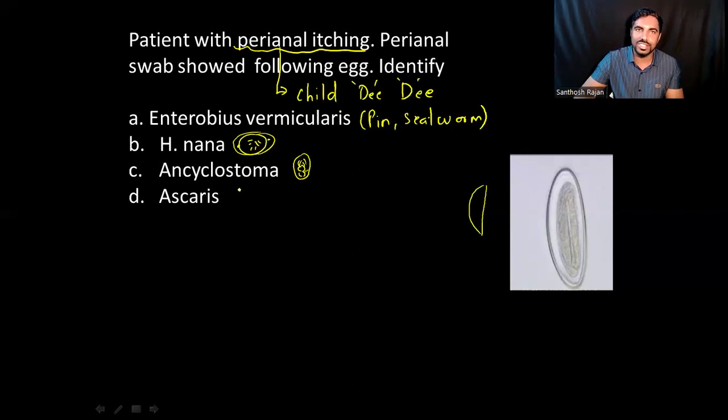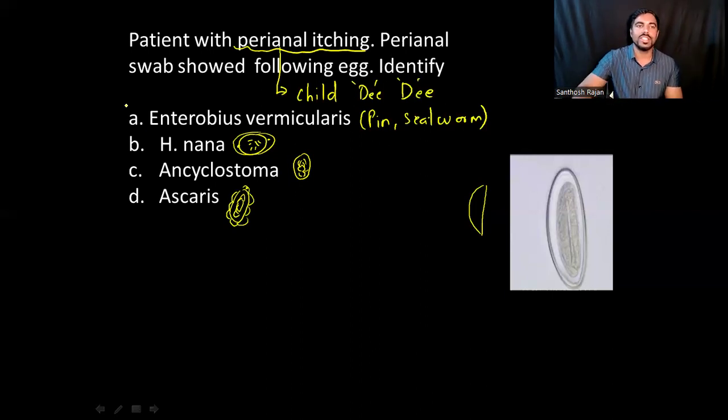We don't have Ascaris, it's very easy. Ascaris depends upon fertilized or unfertilized. If it is unfertilized, you'll see the embryo inside with the space. If it is fertilized, no space. And a thick lobulated outer wall you can see in the egg.